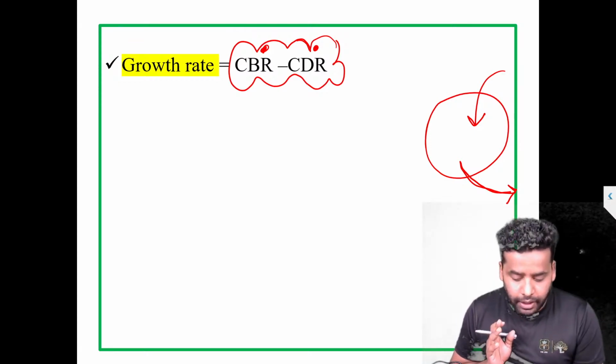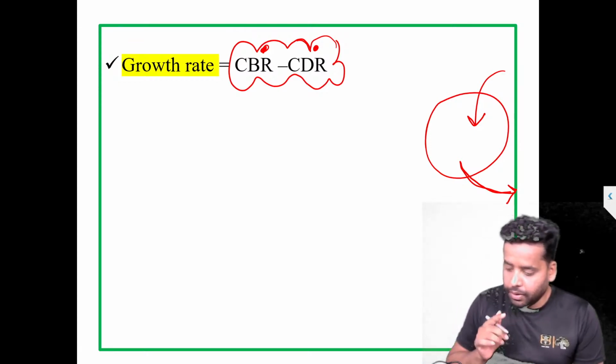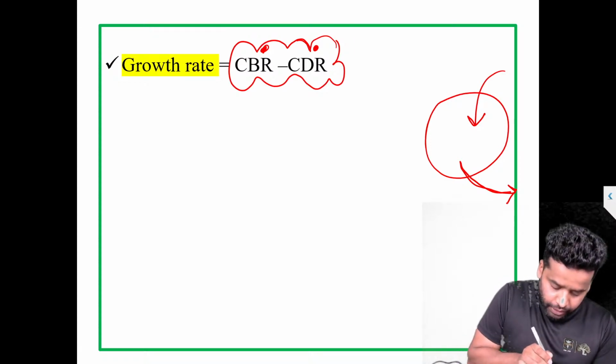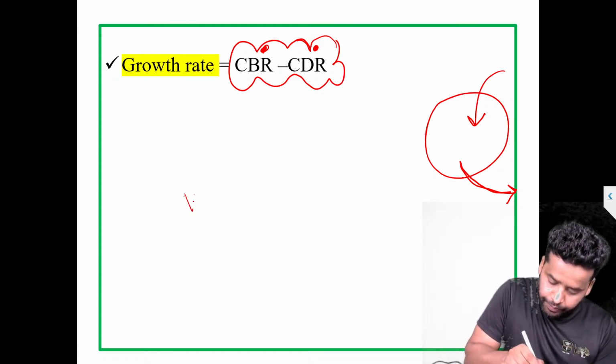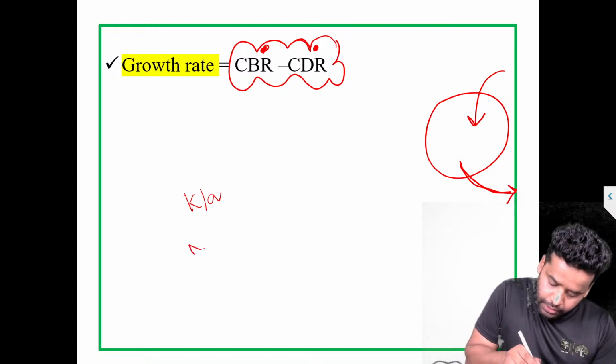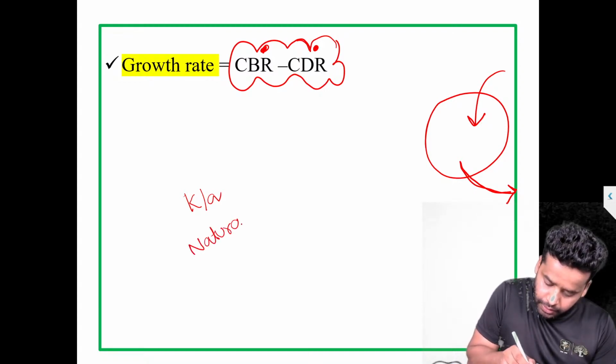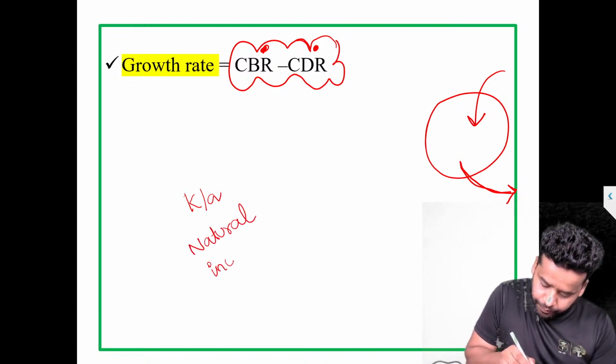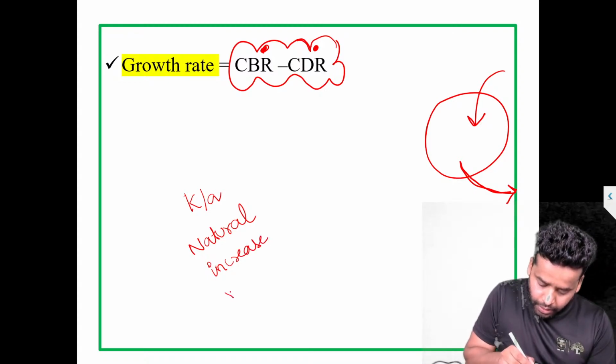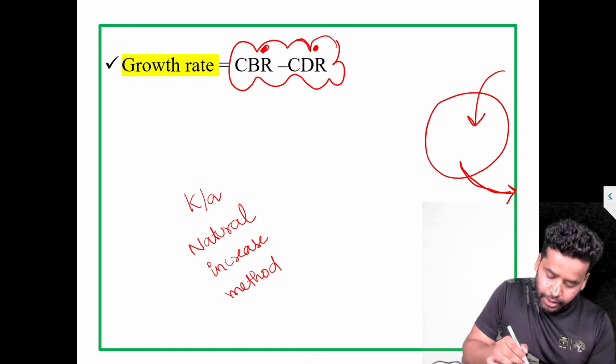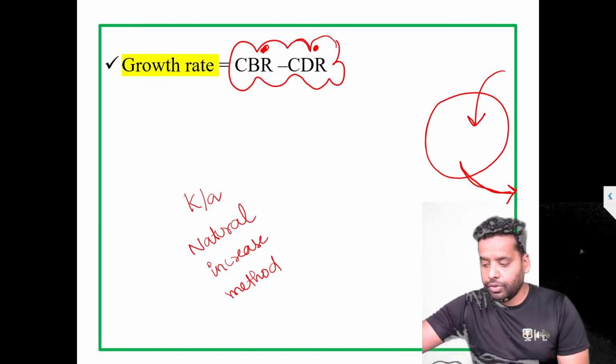True statement. Yes, true statement. Because this formula is known as the natural increase method. Natural increase method is used to estimate growth rate of the population.